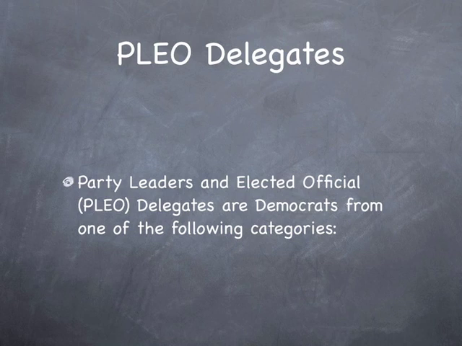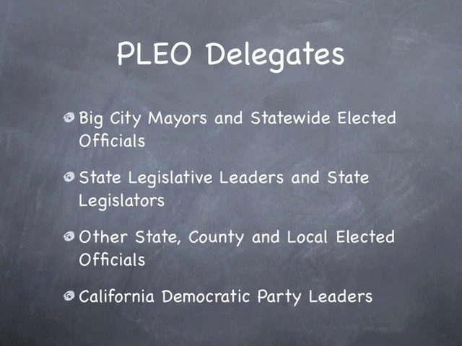PLEO delegates are Democrats from one of the following categories: big city mayors, statewide elected officials, state legislative leaders, state legislators, other state, county, or local elected officials, as well as leaders from the California Democratic Party.